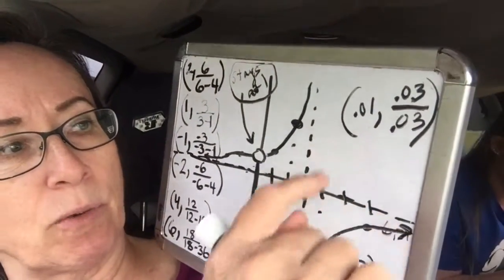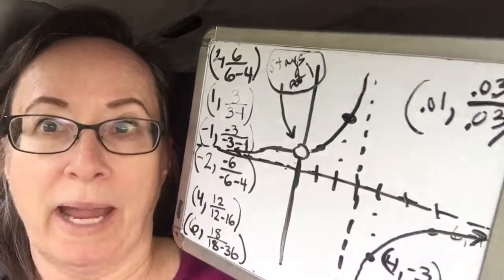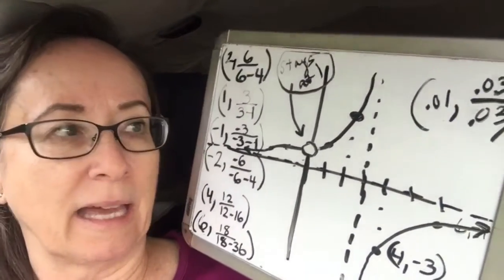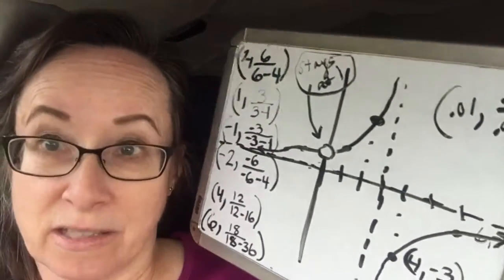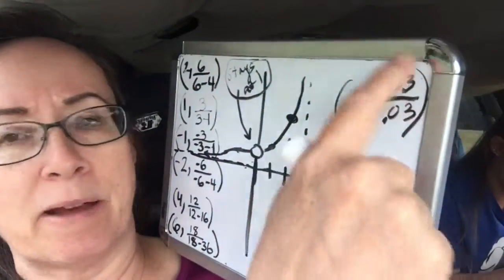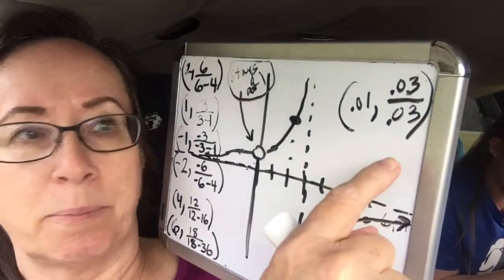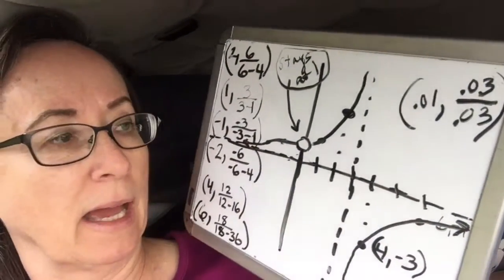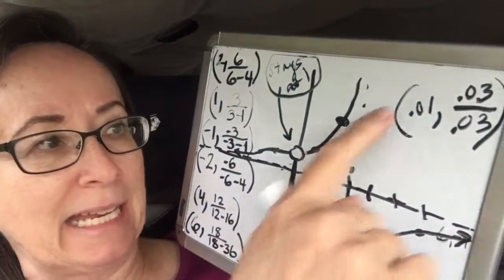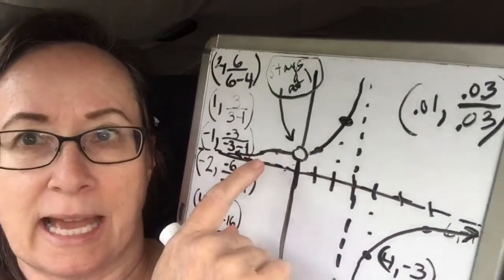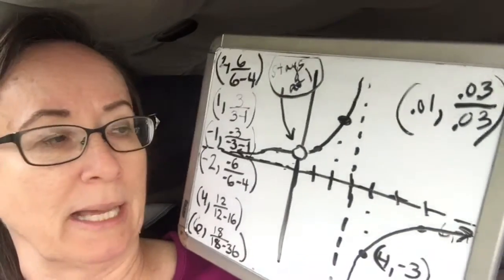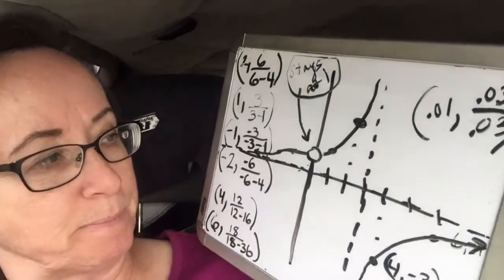So I plugged in 0.01, and when I square a hundredth, I get a ten-thousandth. So it's very, very small. And so I wind up effectively with a 0.03 over a 0.03, or so close to it that it doesn't matter. So it stayed at 1 as it crossed the axis, which made sense because that's where my y-intercept would have been if I hadn't had the hole.